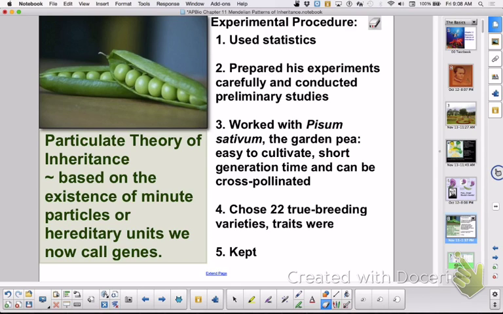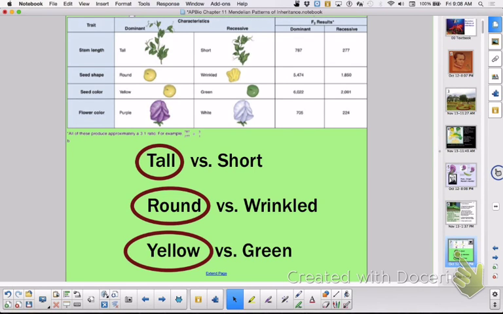So he chose 22 true breeding traits that were very simple, and he kept careful records. He had a lab notebook that he wrote everything in. They actually went through his notebooks, and he was very, very detailed. I'm going to say he had a little bit of OCD going for him, for sure. I mean, he had such careful records. And from that, he developed these 3 laws that are still used today. Are there exceptions to those rules? Yes.